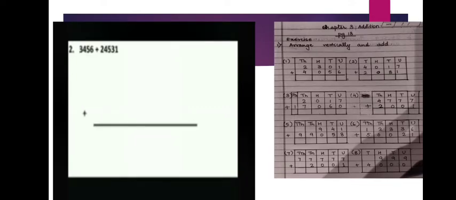Now let us solve another sum. See, I am just solving few sums. Rest sums you are going to do it yourself in your maths notebook.